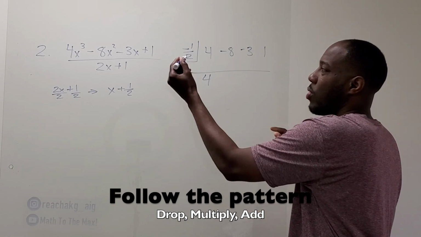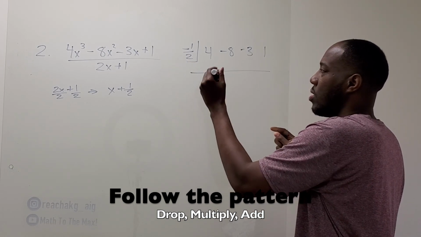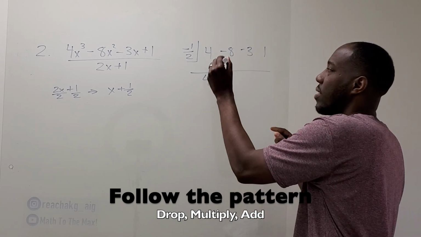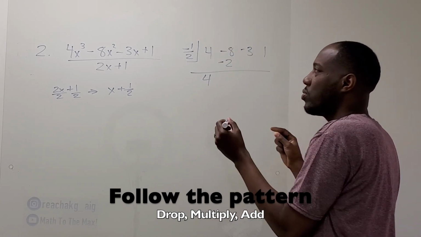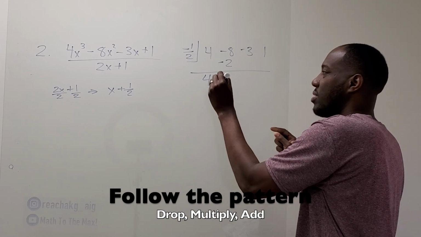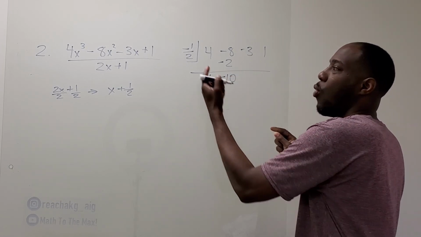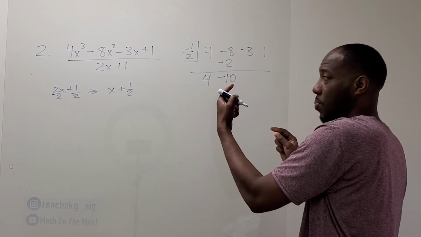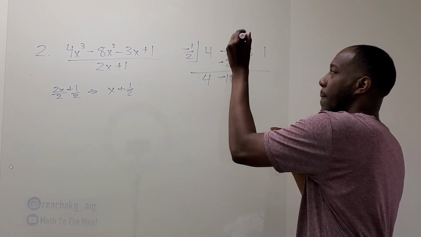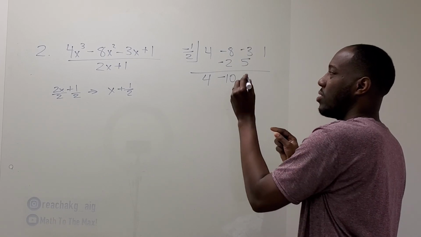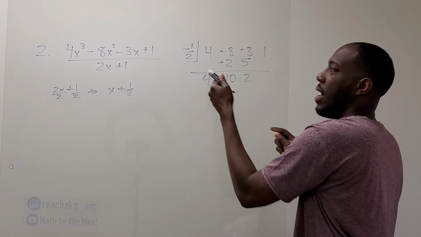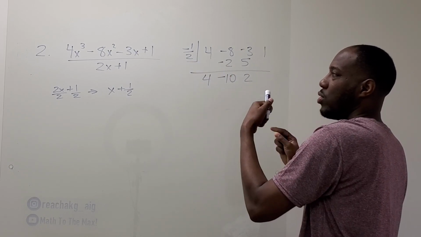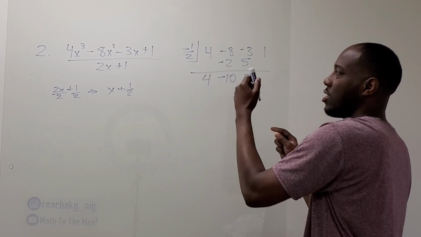multiply, negative 1 half times 4. So what's half of 4? 2, but it'll be negative. Add those, negative 8 plus negative 2 is negative 10. What's half of 10? 5, but it's negative times a negative, so it's a positive. Add, negative 3 plus 5 is a 2. Half of 2, because you remember you always multiply. Half of 2 is 1, but it's negative, because it's negative times 5 is negative.